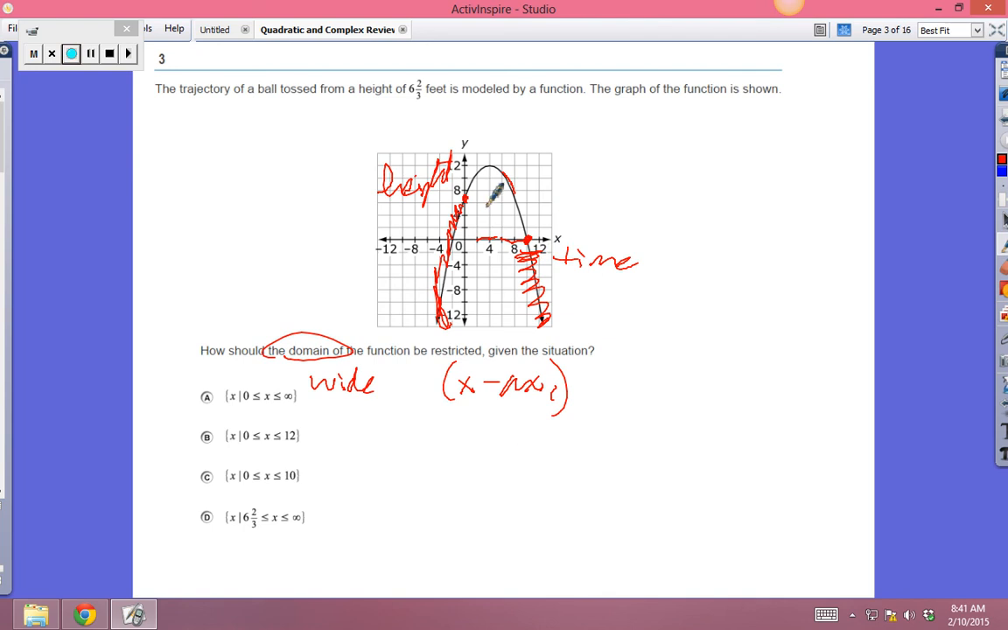So your window, the farthest left it's going to go is 0, and the farthest right it's going to go is 10. 0 to 10, but you have to include them both. So they need to be greater than or equal to, less than or equal to.